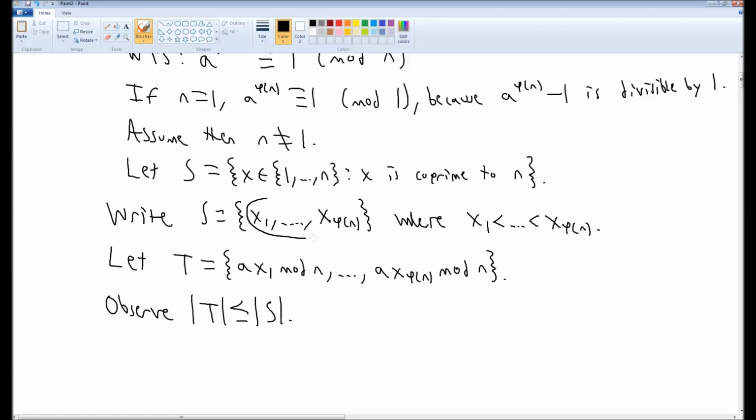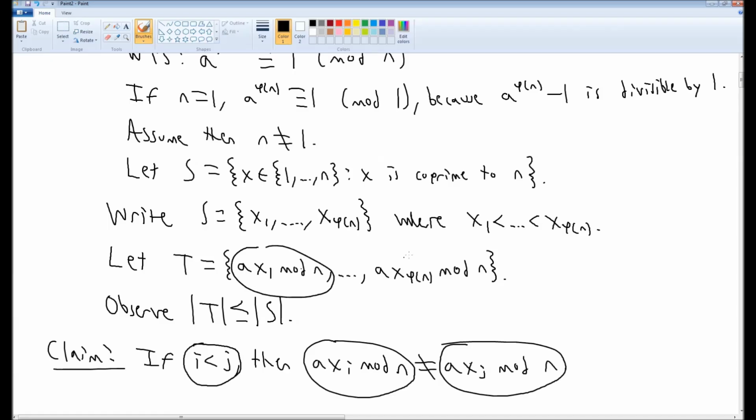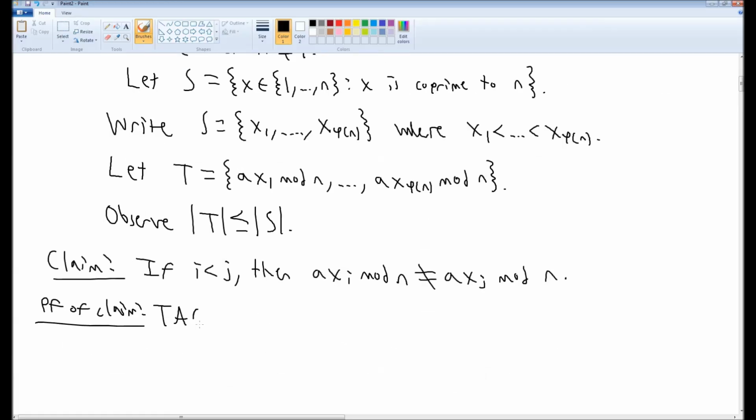We know that all the elements in S are distinct because we listed them from least to greatest. But how do we know that these are distinct? It turns out they are, but it's not obvious. It's something we have to prove. So here's a claim: if i is less than j, then these are not equal. If we can prove this, it will show that all of these are distinct from one another. We're going to try a proof by contradiction. So towards a contradiction, assume we have some combination of i and j such that i is less than j, but that these actually are equal.